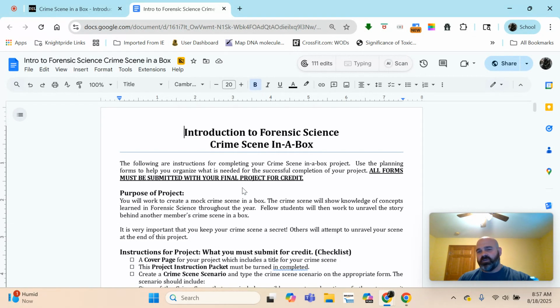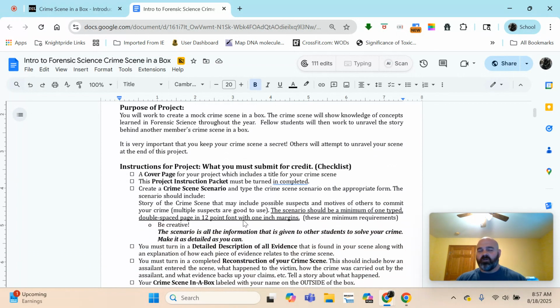All right. So basically, what you're going to do is you're going to create a mock crime scene in terms of what happened, who committed the crime, what the suspects were, the whole scenario that's built around this crime, and then you're going to create a crime scene in a box, whether you use a shoebox, a cereal box, I don't know, a paper box, whatever you want to make it out of. I've had all kinds of different things that people have made that is going to then be given to another student, and they're going to try to solve your crime, figure out who did it and why. Now, I'll have all of that information because as we go through and as you look at this, you're going to create all of these different things.